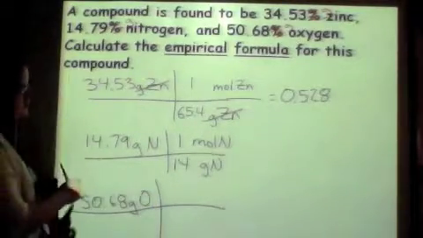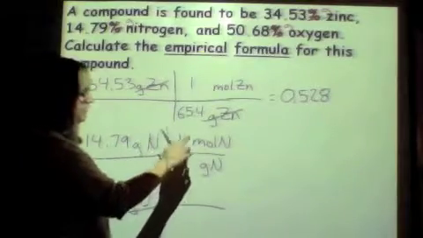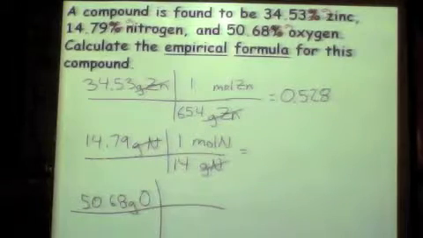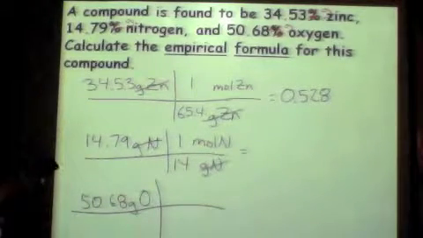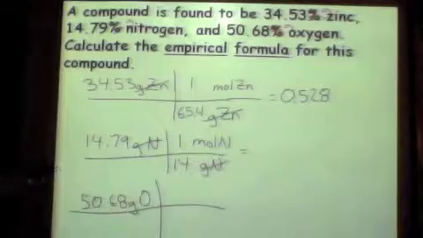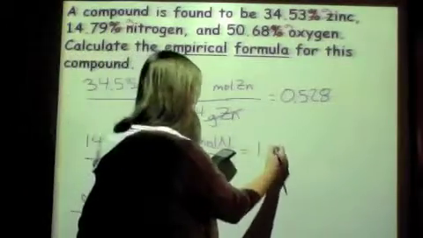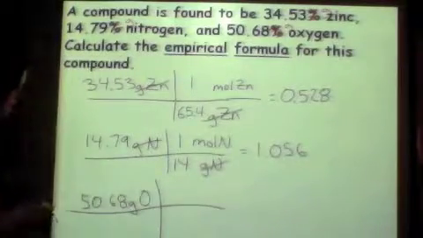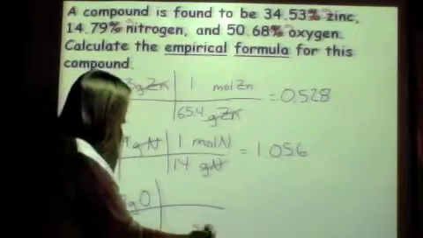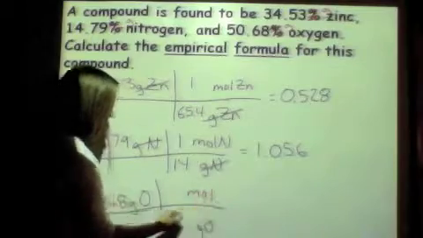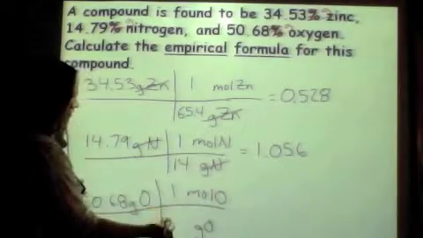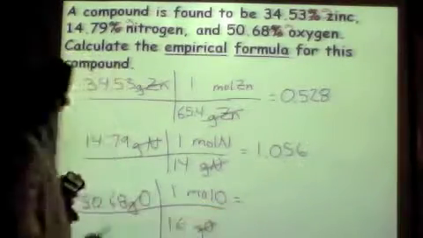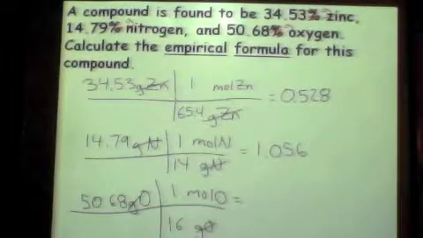So therefore, you put 14 here, 1 mole there, grams cancel, multiply the top, divide by the bottom. So 14.79 divided by 14, you get 1.056. Same thing with oxygen. Grams of O, moles of O. 1 mole is 16 grams. Grams cancel. Multiply the top, divide by the bottom.